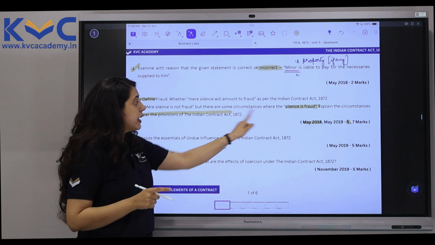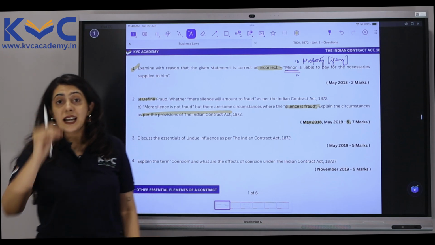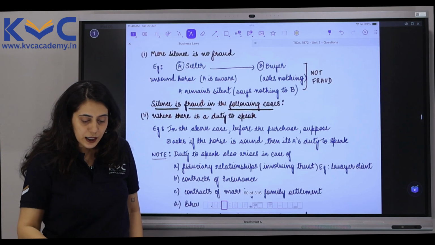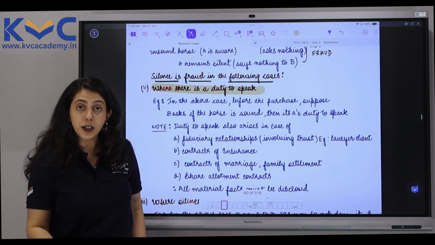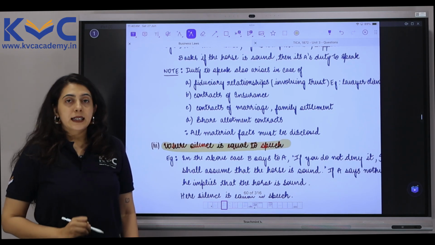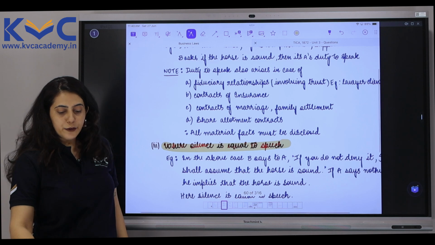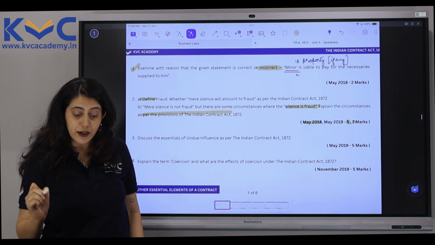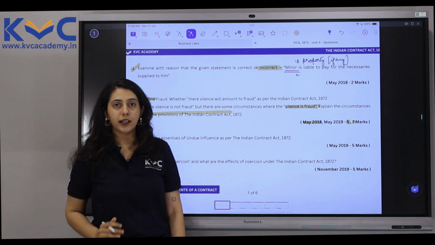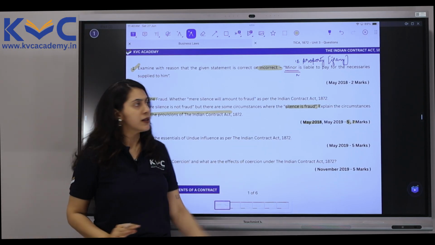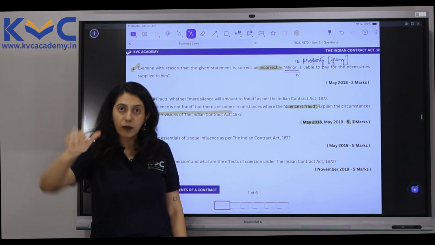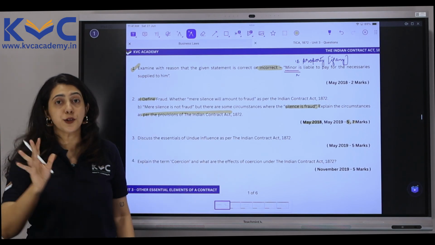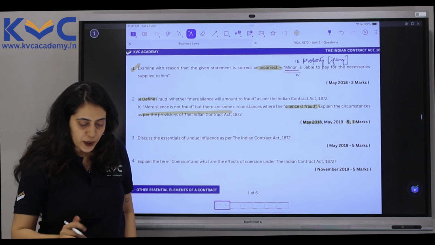Another case where silence is fraud is where silence is equivalent to speech. For this also we had done several examples. If I see the notes, this part, duty to speak, silence is equal to speech. These 2 topics have to form a part of your answer. This is a direct question. This was asked for 7 marks in May 2019. So the entire concept of fraud is covered in this. Of course, there are a few more things about fraud, like what are the consequences of fraud, that is also asked eventually. So that shows us how important this topic of fraud is. So second question is done.